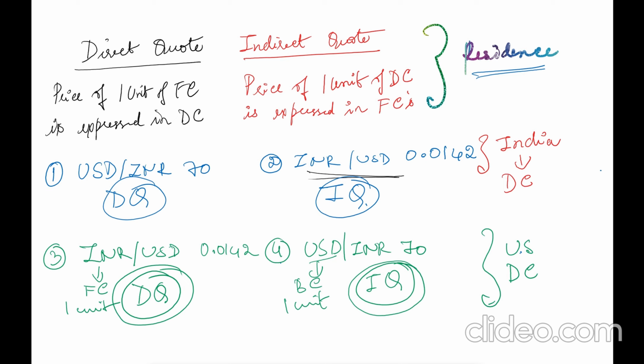But because a direct quote or an indirect quote is classified based on the residence of a person, residence of a trader or a dealer, for India, INR USD becomes an indirect quote, and for US, INR USD becomes a direct quote.